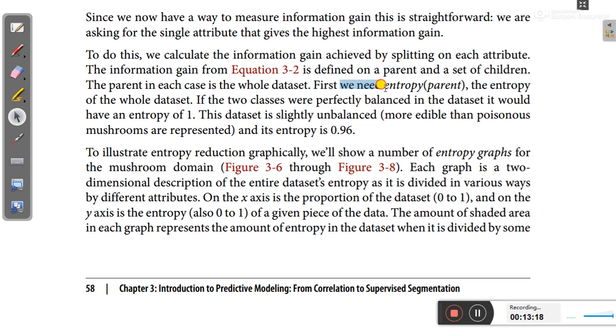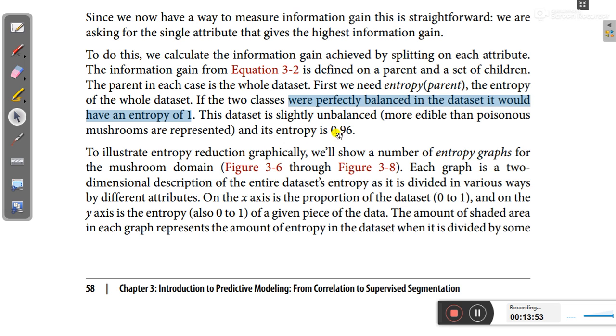First we need to find the entropy of the parent, the entropy of the whole data set. If two classes are perfectly balanced in the data set, it would have an entropy of 1. Perfectly balanced means the probability of finding that class in the parent or children will be almost equal. Here, in the case of the edibility question, the data set is slightly unbalanced, and more edible than poisonous mushrooms are present.